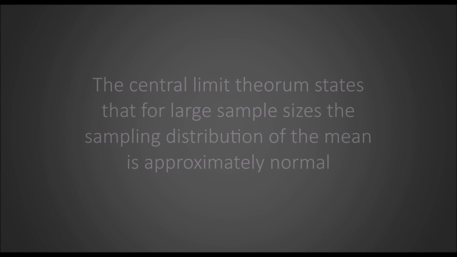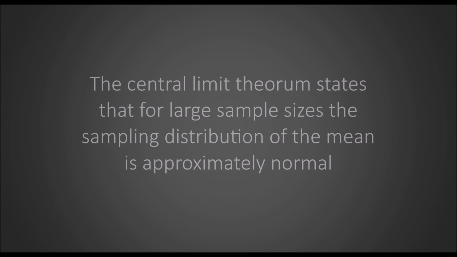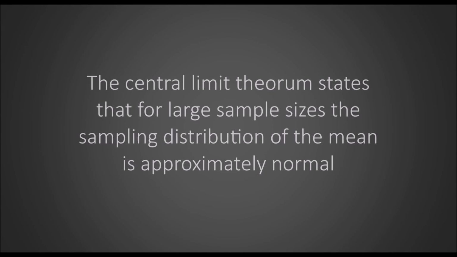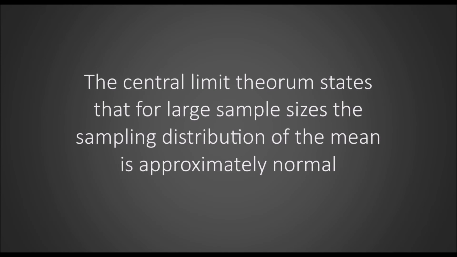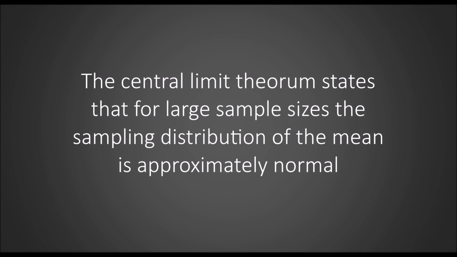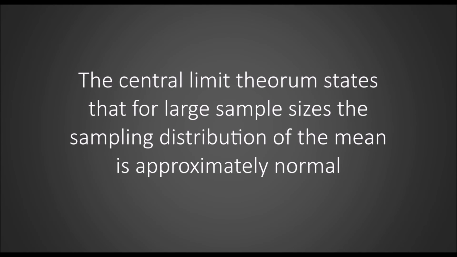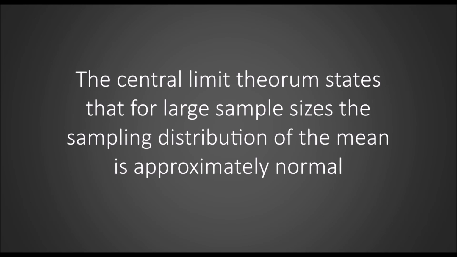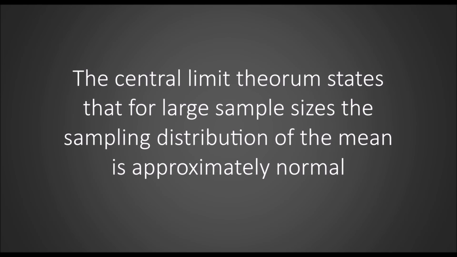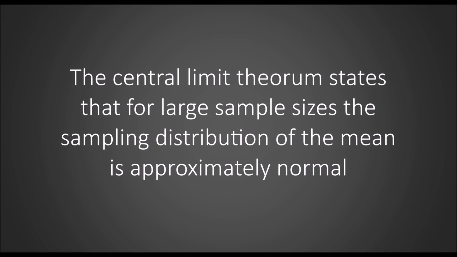So in summary, I apologise for the repetitive nature of this video, but showing the different examples does show that the Central Limit Theorem states that for large sample sizes, the sampling distribution of the mean is approximately normal when you look at various different sampling distributions.